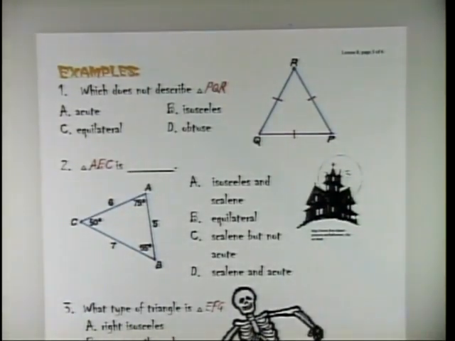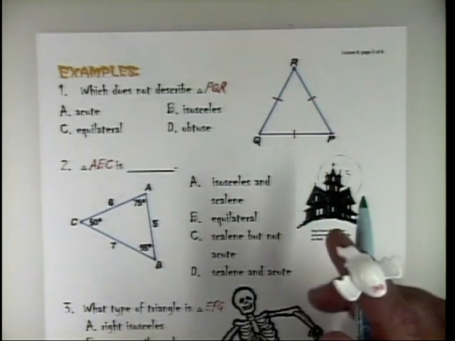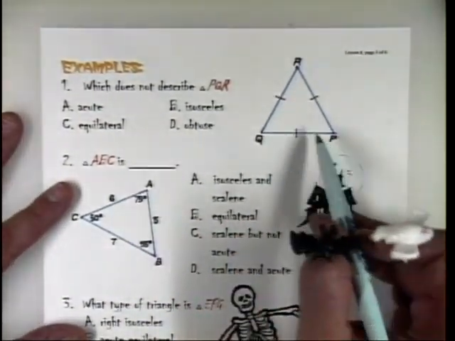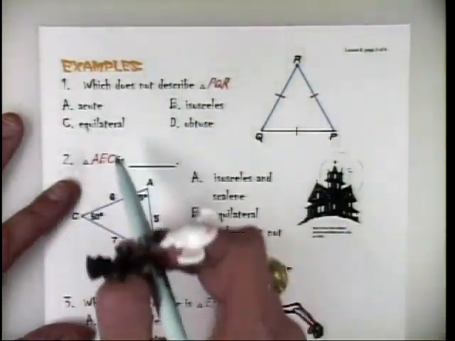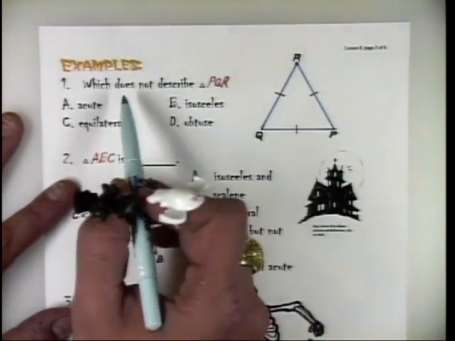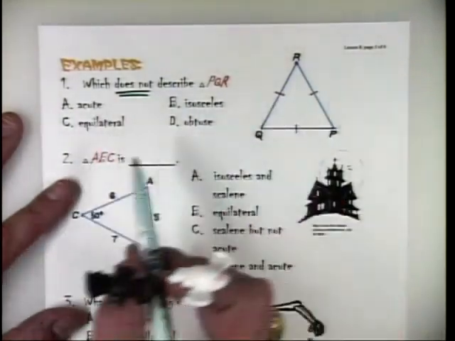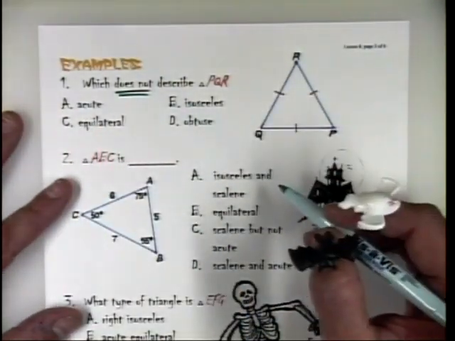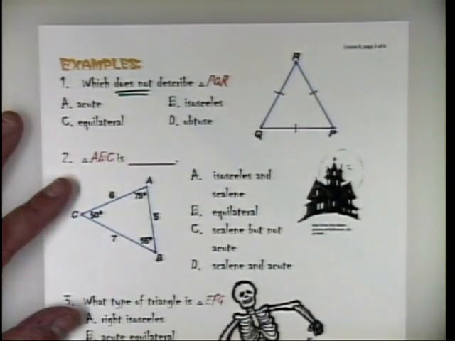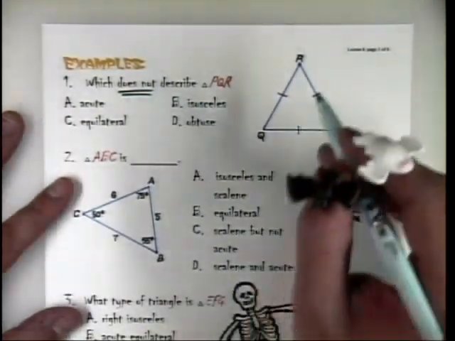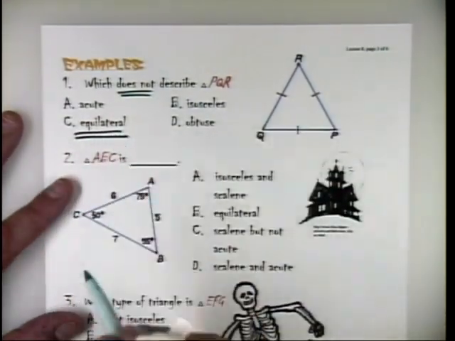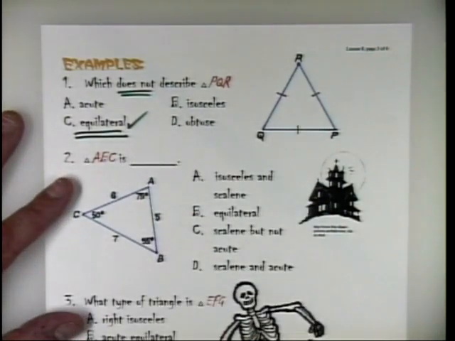All right, let's take a look at some examples. Number one, which does not describe triangle PQR? That's this triangle right here. Well, let's see. We have four answer choices. Which one does not? Is that triangle acute? Well, let's see. We've got a triangle with three sides marked up there. That means that all three sides must be equal. That means this has to be an equilateral triangle, right? Oh, look, that's choice C, so we know C is good.